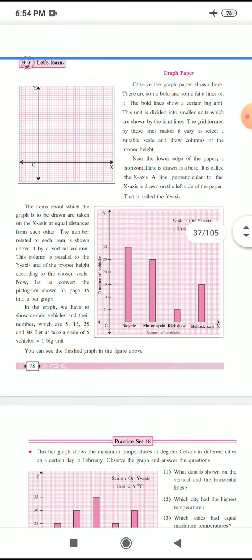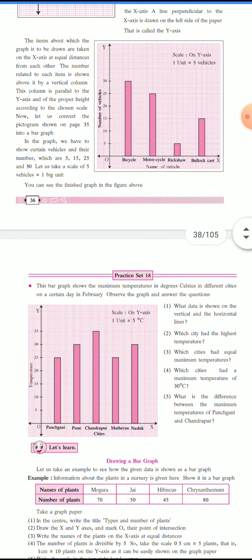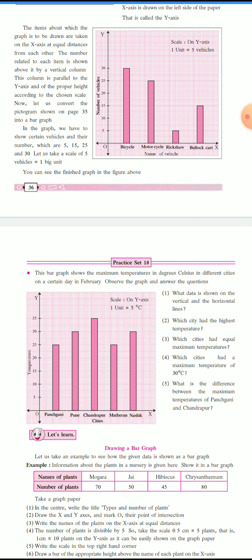Now, after this, you have your practice set 18. In this practice set 18, one graph is given to you. From that graph, you have to write down answers to the questions asked. After this, drawing bar graph is there, that we will see in the next lecture. So, let's start with practice set 18.